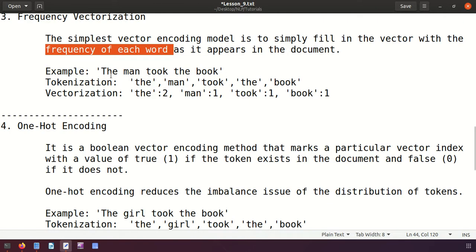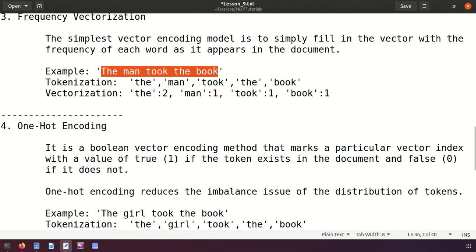For example, here this is the sentence: the man took the book. How many times is that article repeated? 2 times.